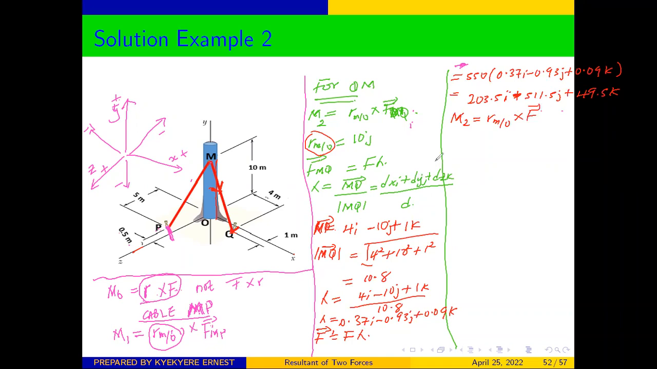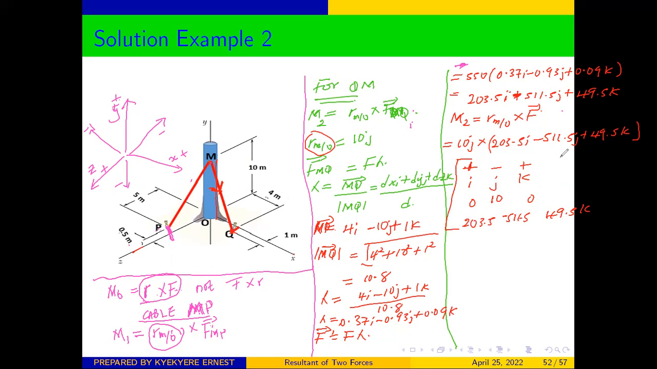And from here, we just write them together. So again, we have 10J cross our force, which is 203.5I minus 511.5J plus 49.5K. We said that the easiest way to do it is to use the matrix method. So we have I, J, K, and we said that this is plus, minus, plus. For the position vector, we only have 10, this is 0, this is 0. And for the force, this will be 203.5, this will be negative 511.5, and the last one will be 49.5K.